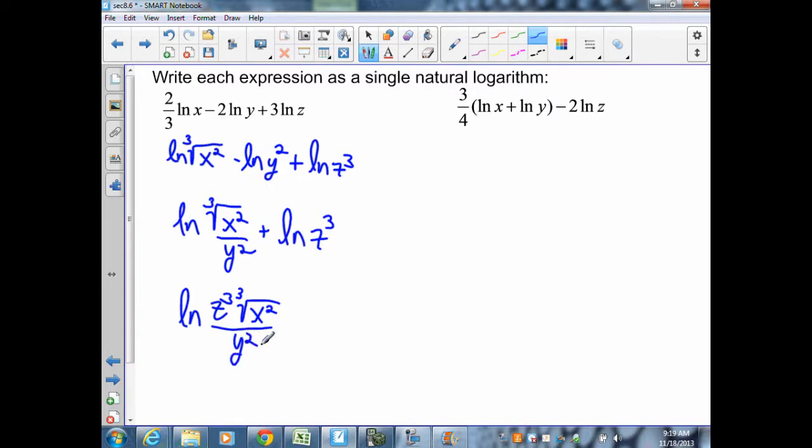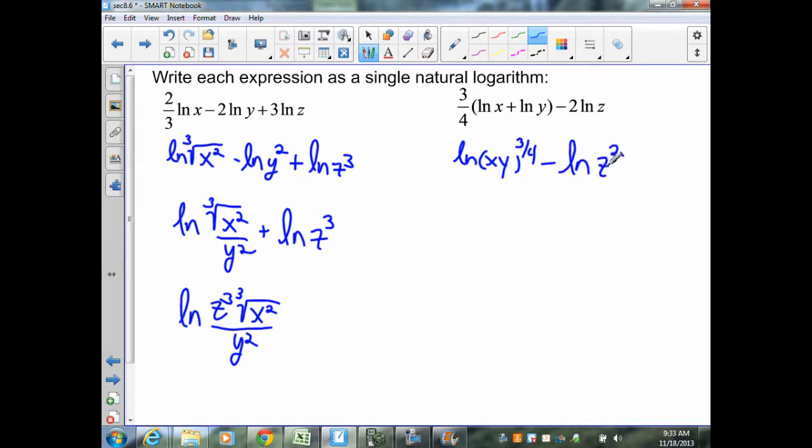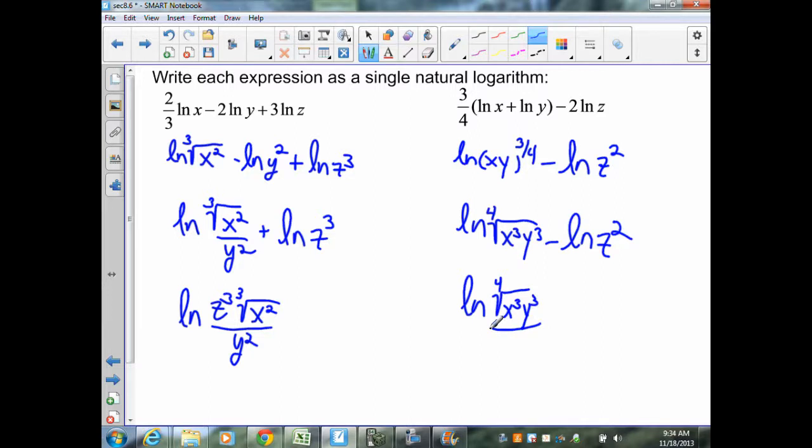all over y squared. On this example, I have 3/4 ln x plus ln y minus 2 ln z. Let's simplify inside our parentheses and use the power rule here also. So that will give me ln of x y to the 3/4 power minus ln of z squared. 3/4 has to be taken to each one of these terms inside my parentheses. So that'll be x to the 3/4 power and y to the 3/4 power. In other words, we can write that as ln of the 4th root of x cubed y cubed minus ln of z squared. Now I can use the quotient property, which will give me ln of the 4th root of x cubed y cubed over z squared.